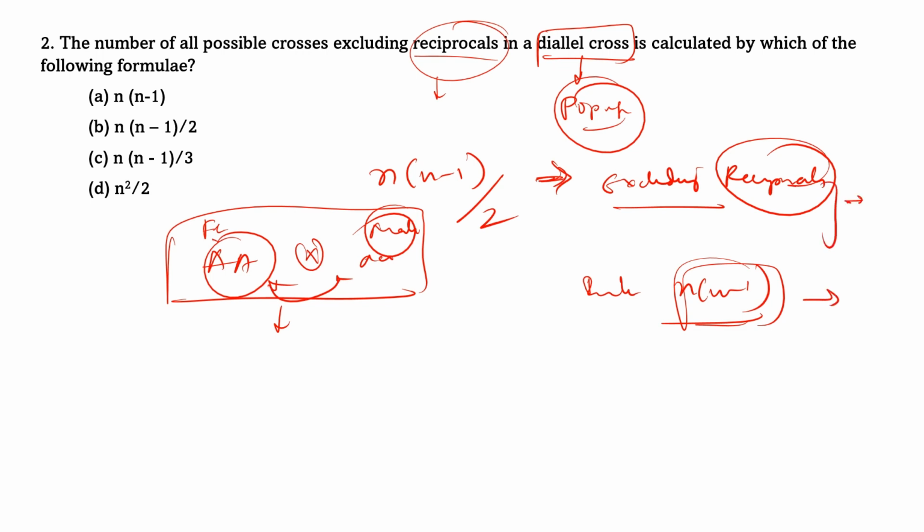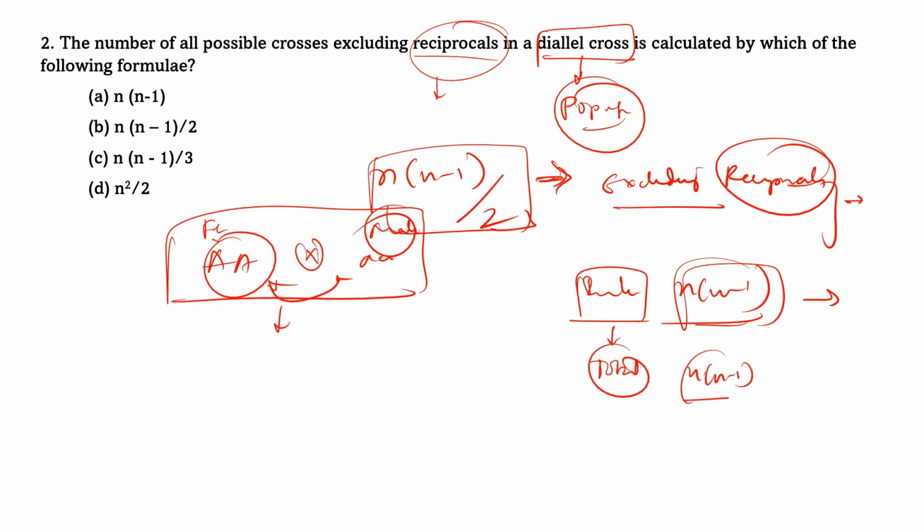It can be very important, as it can be directly asked in the exam. Excluding reciprocals, it will be just half of it. Including reciprocals means the total number of combinations, n into n minus 1. If they are asking to exclude reciprocals, it simply means cancelling 50% of the total combinations. To cancel 50% of the combinations, you just need to divide by 2. That is how you can remember excluding reciprocals and including reciprocals.